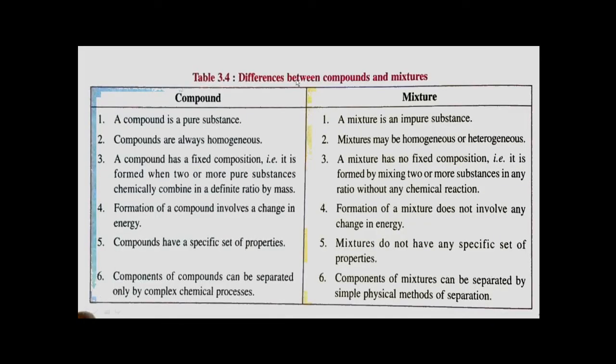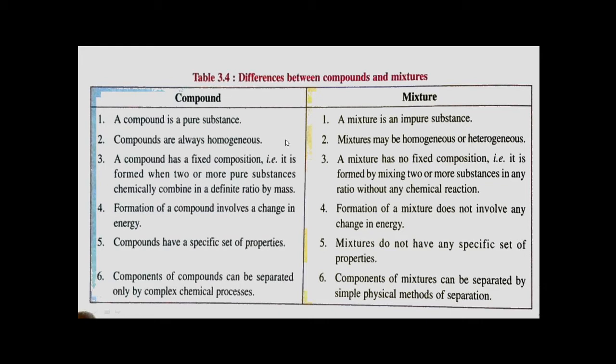Now come to the differences between compounds and mixtures. So what is the difference between them? A compound is a pure substance, because in a compound only the same kind of particles are there, whereas a mixture is an impure substance because two or more kinds of particles are present in a mixture. Compounds are always homogeneous because the particles or molecules are uniformly distributed throughout the volume, but mixtures can be homogeneous or heterogeneous.